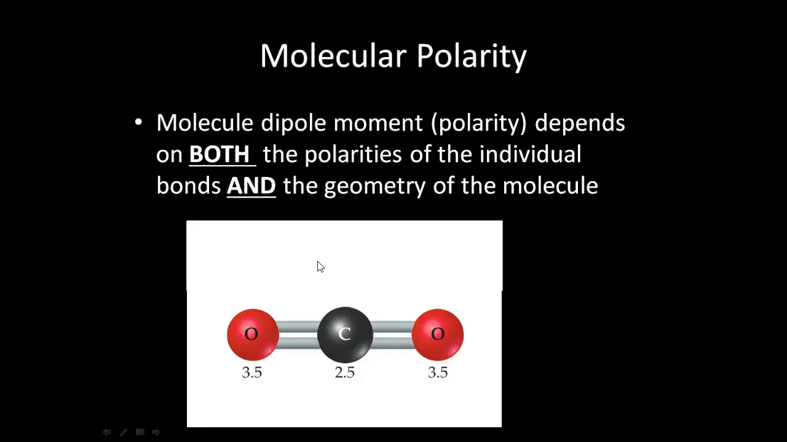So another thing we need to talk about is molecules and polarity. Remember, we have already talked about dipole moments and polar bonds. Basically, a molecule that has no polar bonds in it cannot have polarity. It cannot be a polar molecule. But if a molecule has a dipole moment, that is, it has polar bonds, and it is in the right shape, it can actually be a polar molecule or have certain portions of the molecule with higher density of electrons. So it depends both on the polarities of the individual bonds and on the geometries of the molecule.